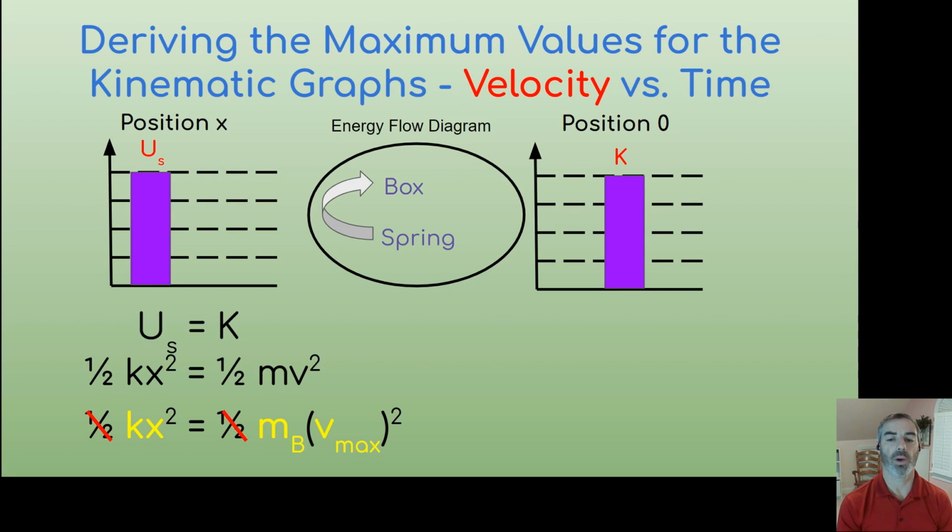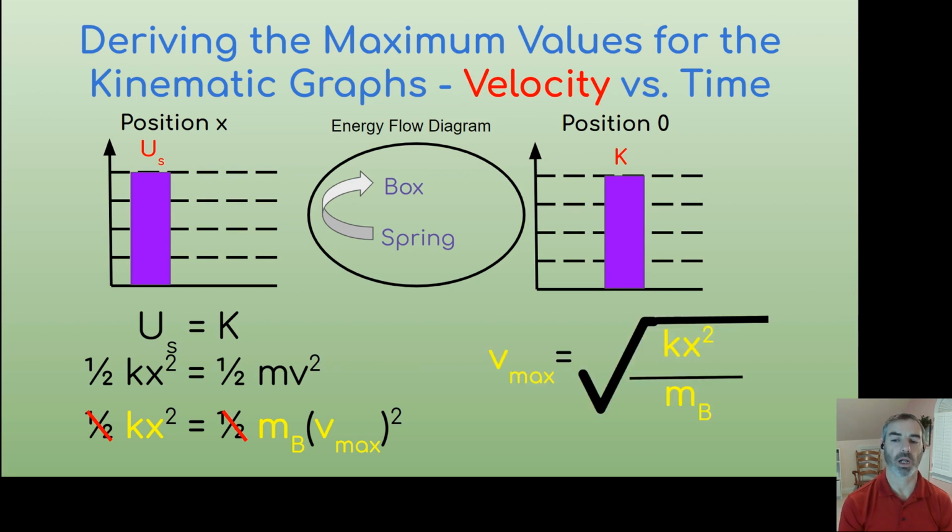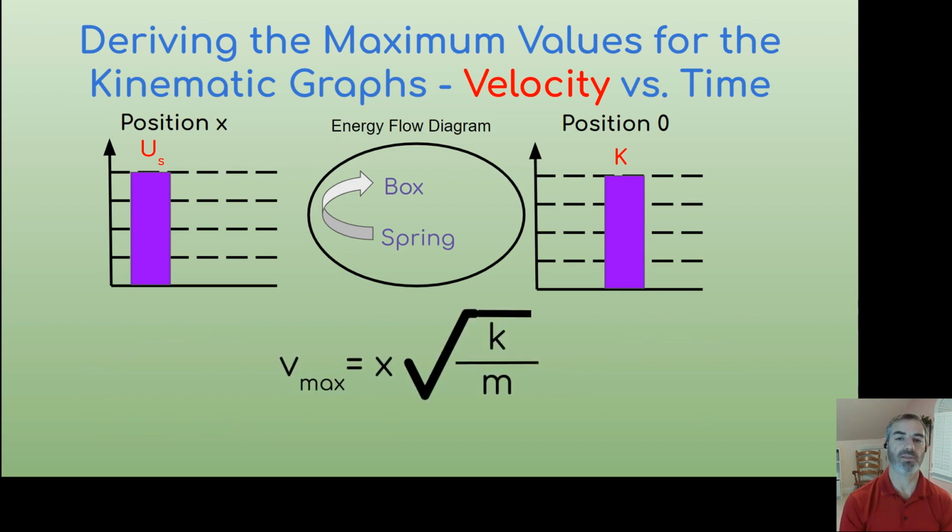And we get an equation that Vmax is equal to the square root of kx squared over the mass of the block. Now we're going to simplify this equation. You'll see why at a later time, but we're just going to take the square root of x squared and bring that x out in front. So that Vmax is equal to x, or the amplitude, times the square root of k over m. And this is the max value on our velocity time graph.